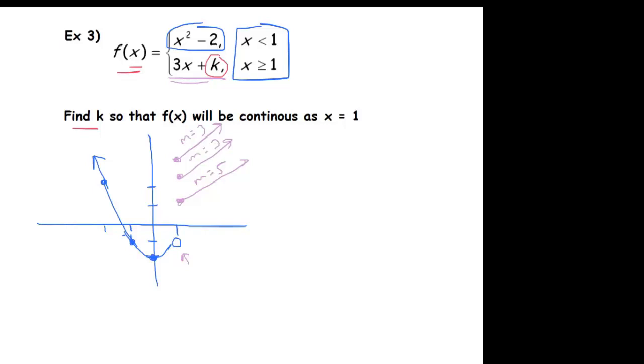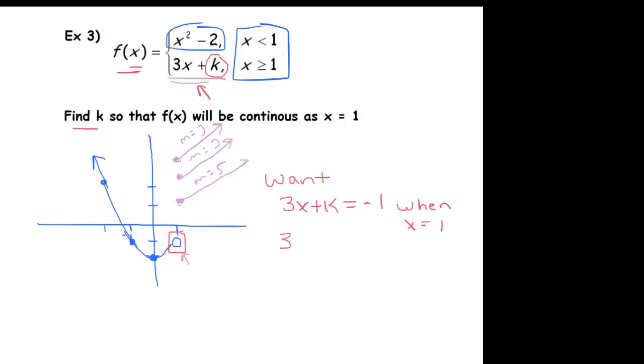Well, what we want to have happen is when we plug in 1 into x squared minus 2, we know we get a negative 1. Clearly, we need 3x plus k to equal negative 1 when we plug in 1 into that. In other words, we want that output to be negative 1. That's what will fill in that hole. So that lets us find our k. When x is 1, we want the output to be negative 1 in order to fill in that hole.